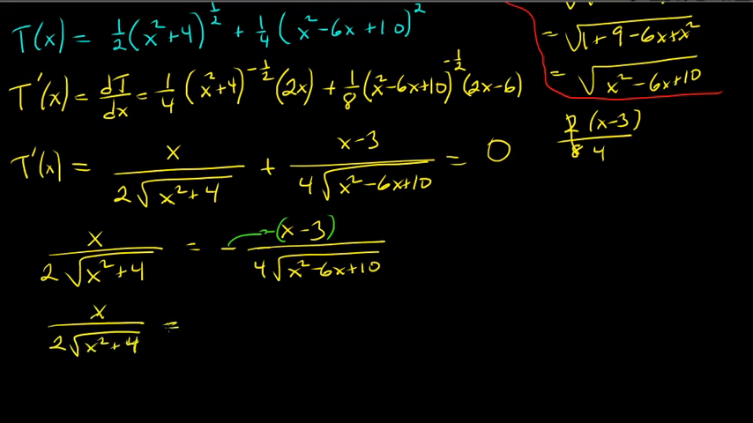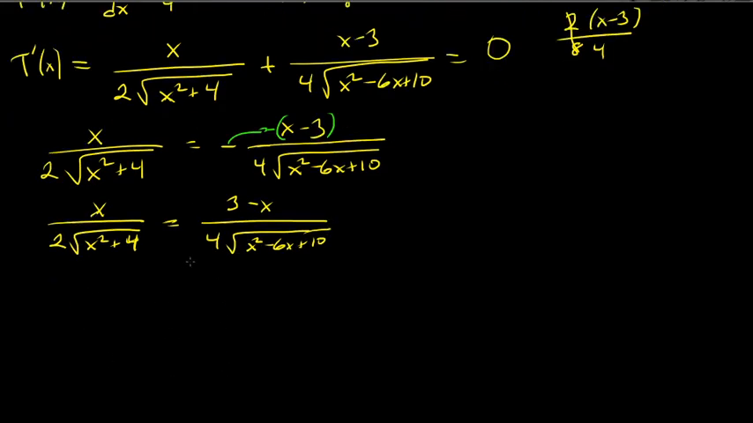Right, so that's a 4. Yep, so the numerator is 3 minus x, the denominator is the same thing again, minus 6x plus 10, yeah. Right, and now just cross multiply, right? Multiply both sides by the least common denominator. And when you do that, what do we get?